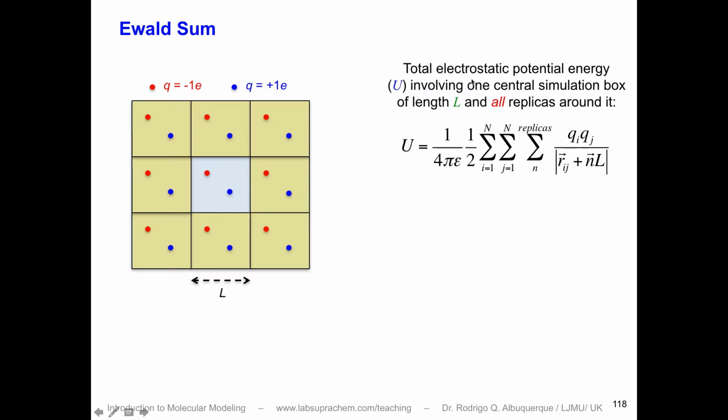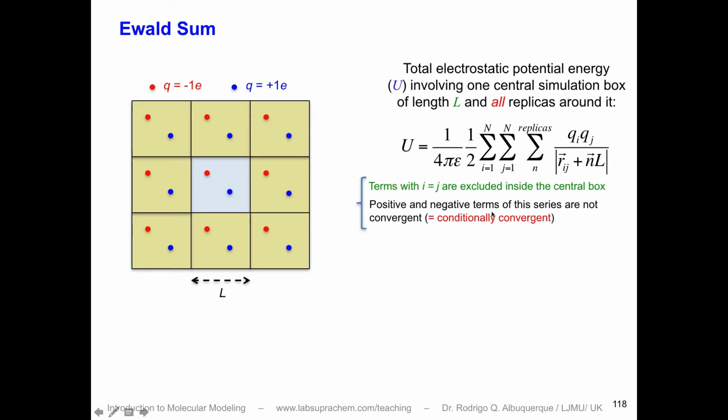And you can calculate now the total electrostatic potential energy, let's call it U, involving one central simulation box, the gray one, which has a length of L, and all replicas around it. So we have this expression here, the product of charges divided by the distance. This is a long-ranged interaction, since you need to increase R a lot in order to produce a very small interaction energy. So in general, we need to consider very large R's to converge this series. And the terms i and j are excluded inside the central box, so I'm not computing the interaction between the red point with itself or the blue charge with itself.